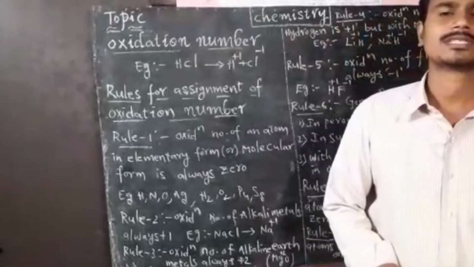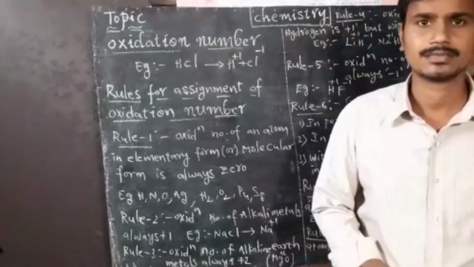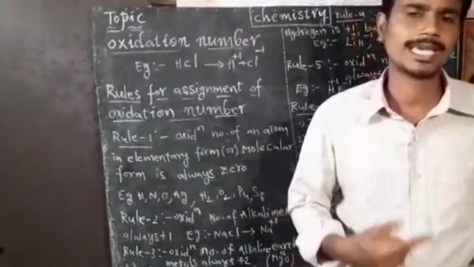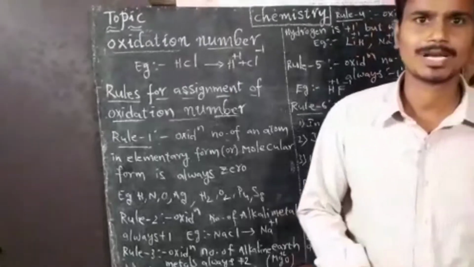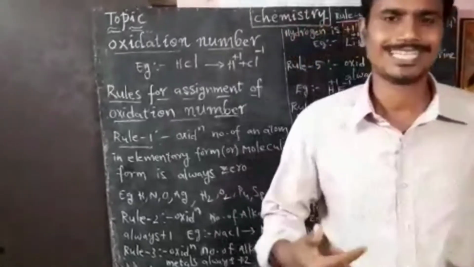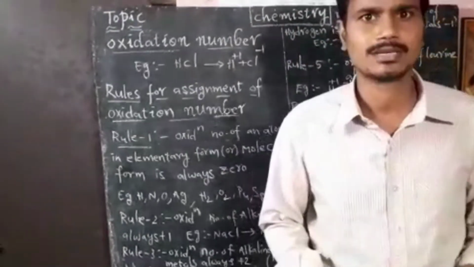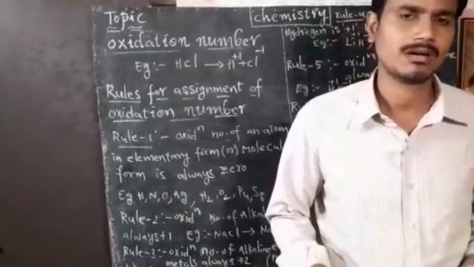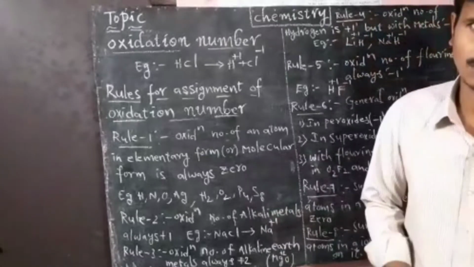Oxidation number is a number which indicates loss or gain or sharing of electrons during the formation of a chemical compound. Once again I am repeating, oxidation number is a number which indicates gain or share or loss of electrons during the formation of a chemical compound.